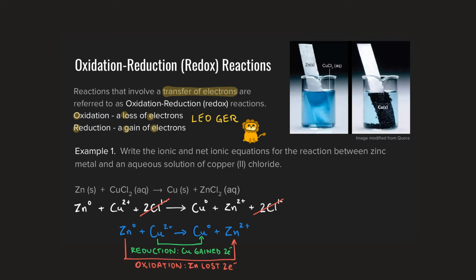So we see LEO says GER: a gain of 2 electrons means that the copper 2 ion in this reaction was reduced. So again, we see a transfer of electrons here, which means that single replacement reaction, in addition to being single replacement, also counts as a redox reaction.